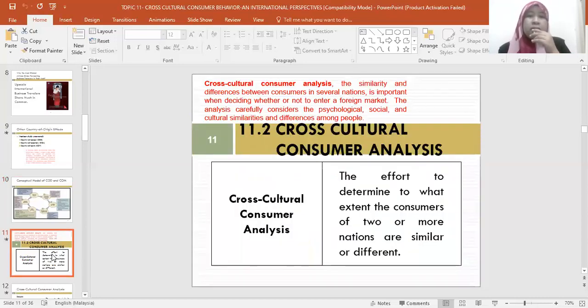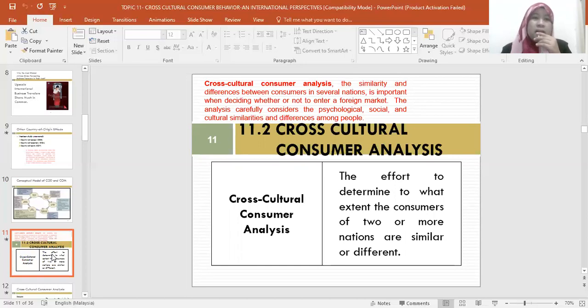Okay. 11.2. The second subtopic is about cross-cultural consumer analysis. So under cross-cultural consumer analysis, what is cross-cultural consumer analysis? The efforts to determine to what extent the consumers of two or more nations are similar or different. So meaning to say in here, we analyze whether in the several countries that we are expanding our product or services to, they have similarity.